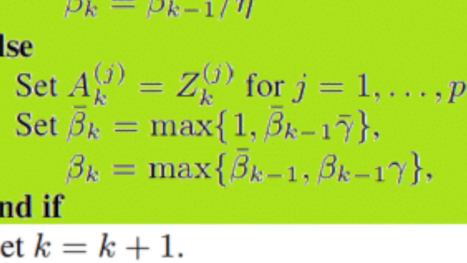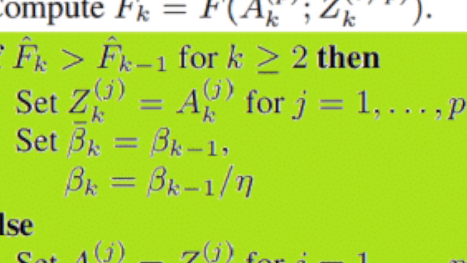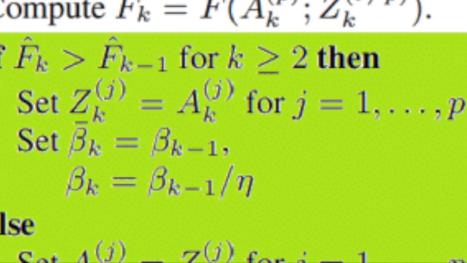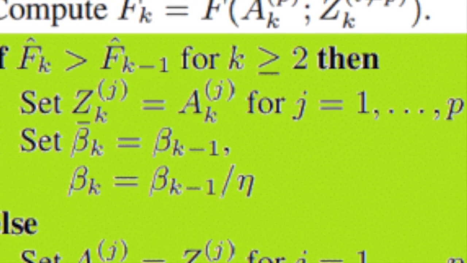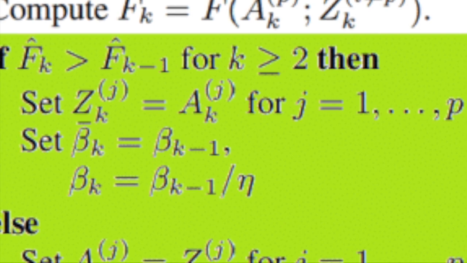Basically, it makes use of the f hat. First, consider the case where f hat decreases. In this case, we will keep the extrapolation sequence, and then we will grow the extrapolation weight beta. The way we grow it is simply by multiplying it with a number larger than 1, which is the parameter gamma. In the case where f hat increases, we will abandon the extrapolation sequence z, and then we will drop beta. We just divide it by a number larger than 1, which is the parameter eta.